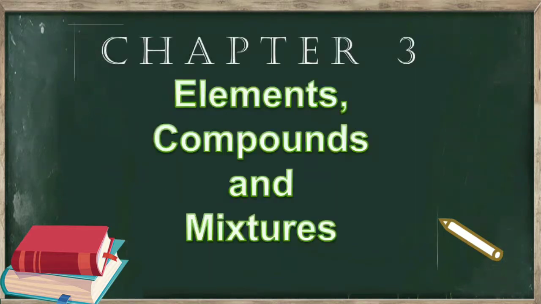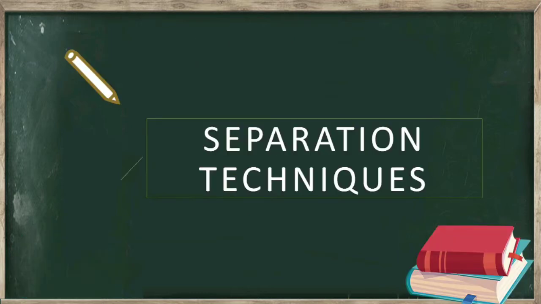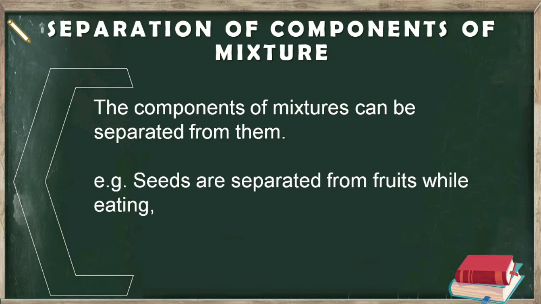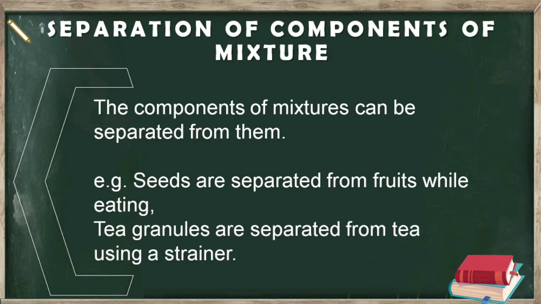So, continuing chapter 3 Elements, Compounds and Mixtures. In this video, we'll study some techniques to separate the components of mixtures. The components of mixtures can be separated from them. For example, seeds are separated from fruits while eating. Tea granules are separated from tea using a strainer.